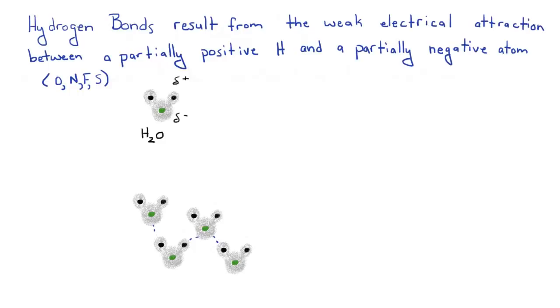But basically what's going to happen is you're going to have this partial positive on your hydrogen atoms, a partial negative on your oxygen atoms, and these are just going to form really weak attractions. The partial positive hydrogen atom is going to be attracted to the partial negative oxygen atom. And these just form a bunch of different little bonds in water.